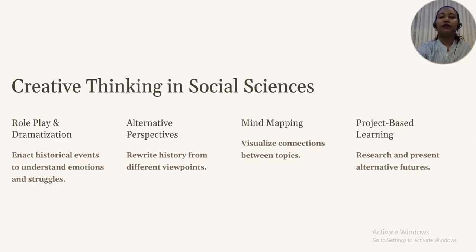In creative thinking, we must also involve mind mapping. We will have to use diagrams to show how events connect, how the French Revolution inspired the Indian freedom movement, or how caste and class still affect policies even today. Then in creative thinking, we must also have project-based learning. So here we give students big questions like what would India be like today if colonization had never happened? So in this way, students will research and then present their findings.